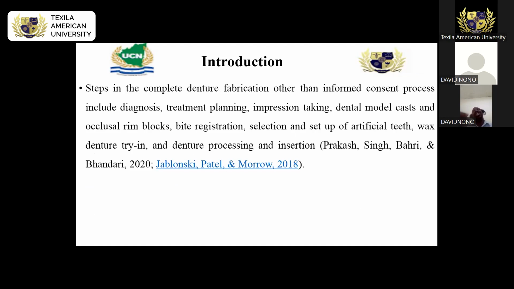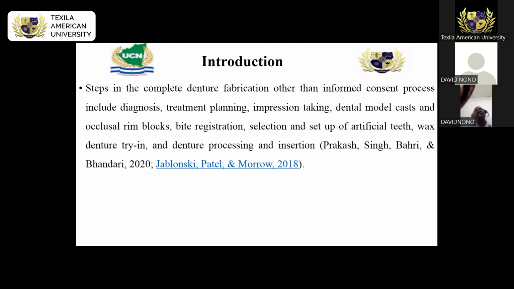Now, when a patient comes to this university, these are the general procedures and the SOP for making complete dentures. The first step is that you need to get a consent form. The patient needs to consent by writing it down. Then you diagnose, you draw a treatment plan, you take an impression, you cast it, and you make the occlusion rim. Then bite registration, then you select the teeth. When you are selecting the teeth, you look at which color could be better for this patient. Then you make it in wax, you do a try-in, you process the denture, and then you deliver it to the patient.